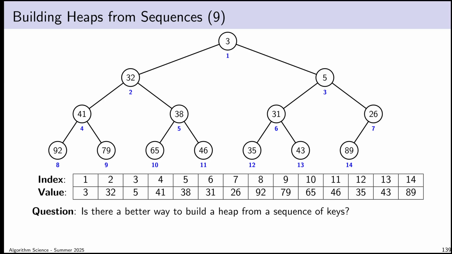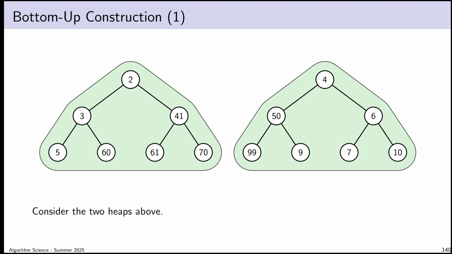Is there a better way, if I have all of my keys in advance, to build a heap out of that entire sequence of keys and end up with a running time faster than n log n? And the answer does turn out to be yes. And to be honest, I was actually sort of astonished by this when I first saw it. I still think this is a really cool algorithm.